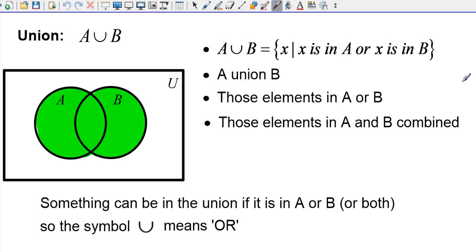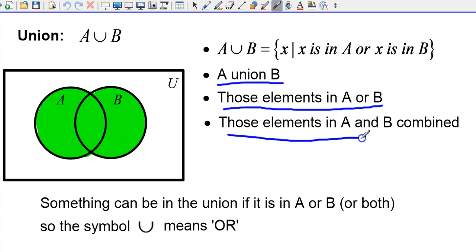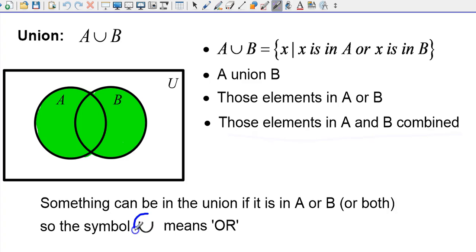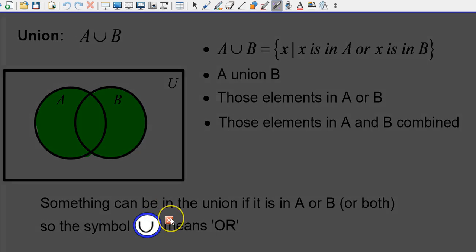Okay, what if we have two subsets, subset A and subset B? Well, we can talk about the union of the two subsets. That means anything that's in A or in B or in both. The union, if you were to unite the stuff in both the sets. So in set builder notation, A union B is the set of x such that x is in A or x is in B. You can say those elements in A or B, or those elements in A and B combined. All different wordings that mean this thing called the union. So something can be in the union if it's in A or B. So this U-shaped symbol is the logic symbol and the probability symbol that means or, and we'll frequently use that symbol to mean or.